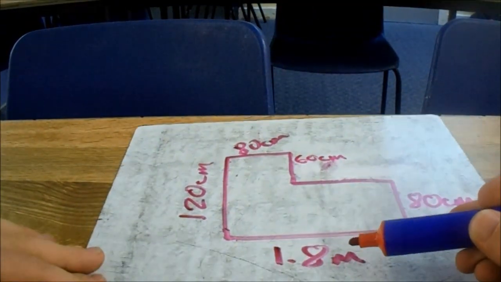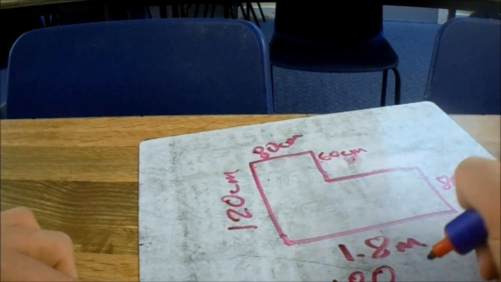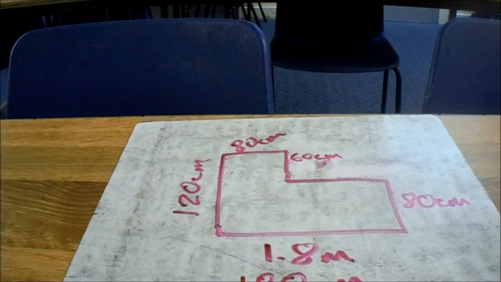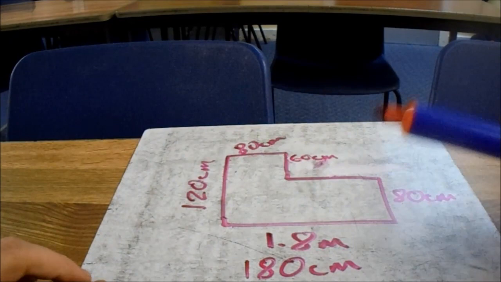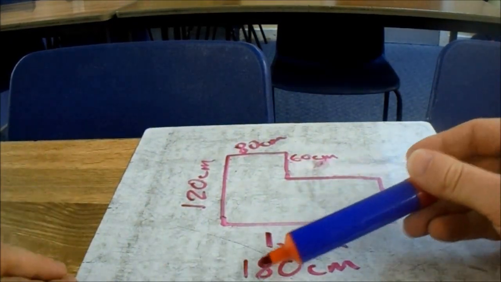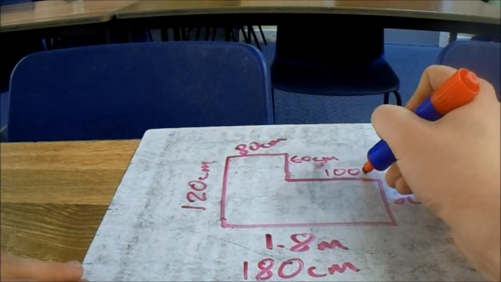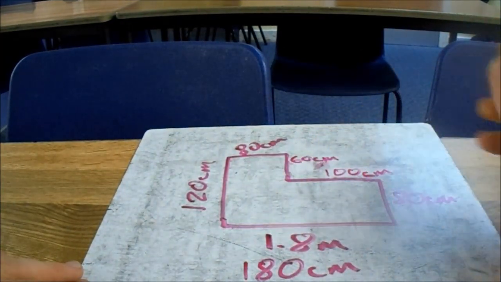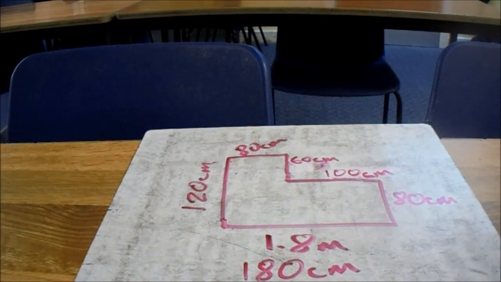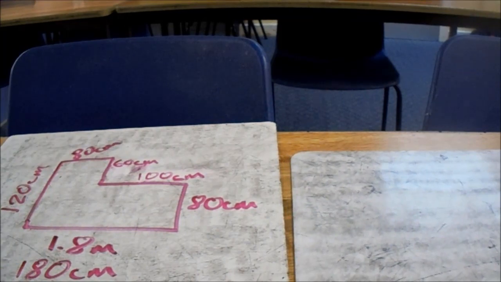For this one here, I have 1.8 metres. If you convert that to centimetres, you get 180 centimetres. It's then quite easy to work out what else we need. 80 add 100 will make 180 centimetres, and therefore this side here must be worth 100. Again, I'm going to work out on a different board just because it's slightly easier for me.